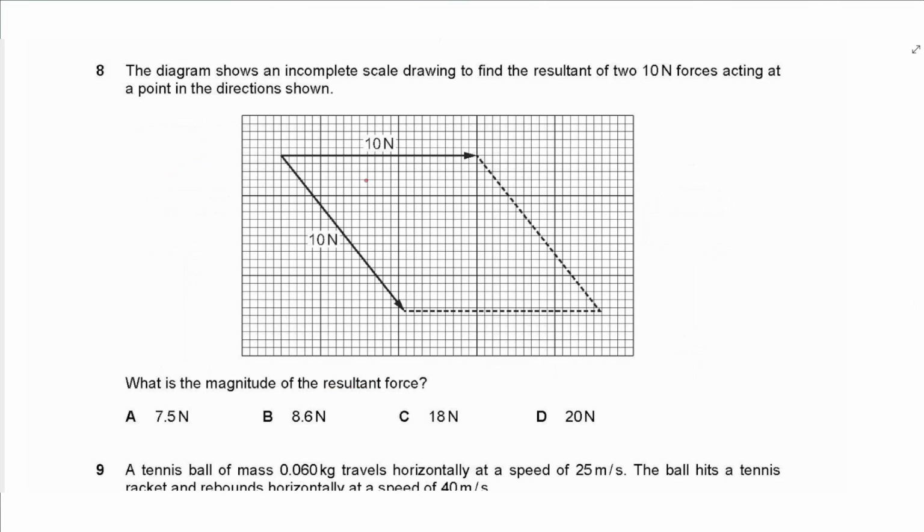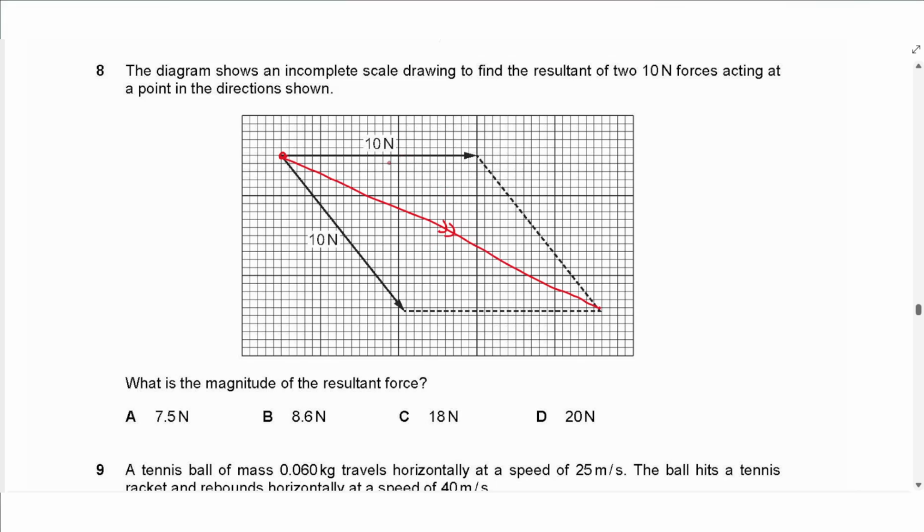Question 8 says the diagram shows an incomplete scale drawing to find the resultant of two 10 newton forces acting at a point in the directions shown. What is the magnitude of the resultant force? The resultant force would be pointing from this point to the other opposite point. So this is the resultant.